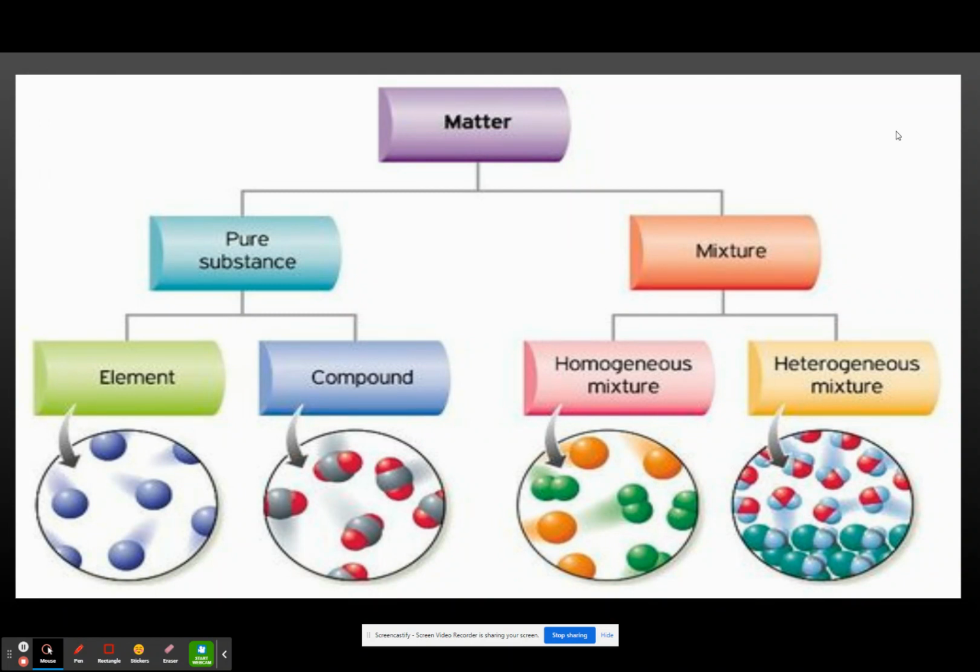Quick review. So matter can be a pure substance or a mixture. Pure substances can be broken down into elements or compounds. An element is one type of atom, including those diatomic elements. A compound is 2 or more elements in a definite composition. So this might be CO2 or H2O. Mixtures are physically sharing the same space. You can have a homogeneous mixture where it's pretty much the same throughout. You can't pick the parts, or a heterogeneous mixture where you see 2 different parts and they're just sharing the same space.